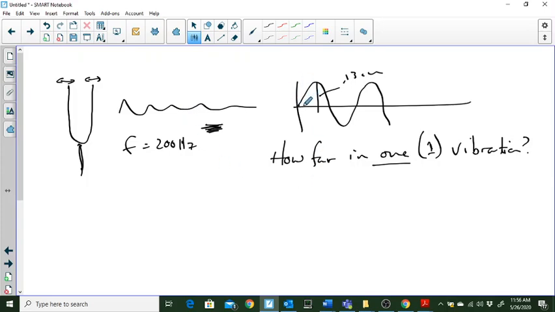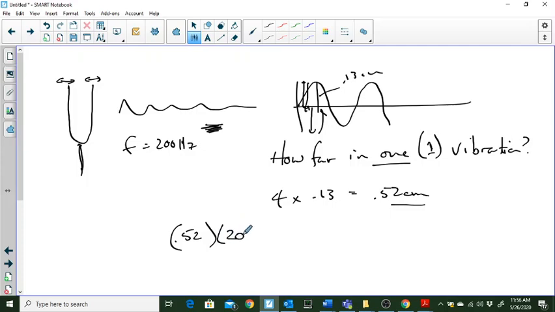Well, it's going to go 0.13, it's going to come back 0.13, it's going to come down 0.13, and it's going to go up 0.13. There's 1, 2, 3, 4 times 0.13, and that's equal to 0.52 centimeters. That's how far it goes in one vibration. So how far does it actually travel? Well, it's going to go 0.52 in every vibration.